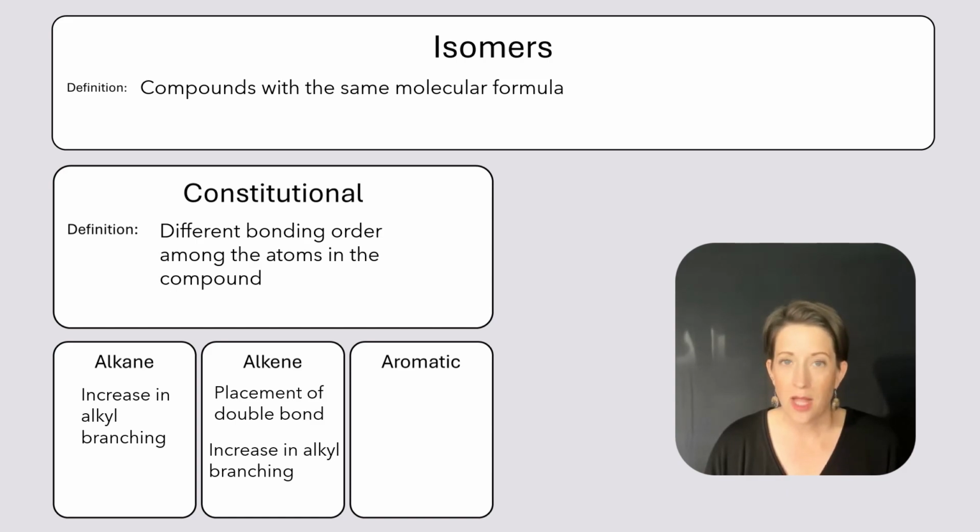Looking at our constitutional isomers of alkenes, please keep in mind that these would also apply to our alkynes. Alkenes, because they have a double bond, and that double bond also needs a locant or a carbon number associated with it, the movement of the double bond will also form another constitutional isomer. So there's two different ways in which to make a constitutional isomer with alkenes: moving the placement of the double bond and/or increasing the branching of the parent chain.